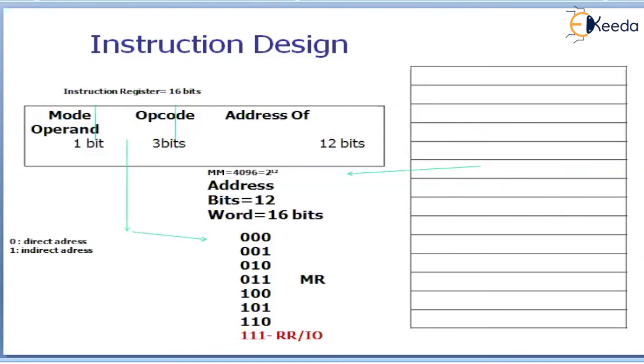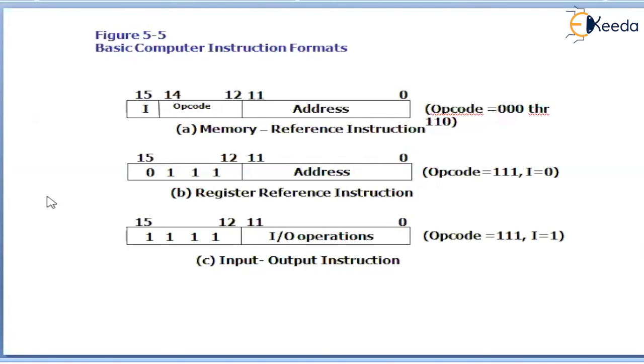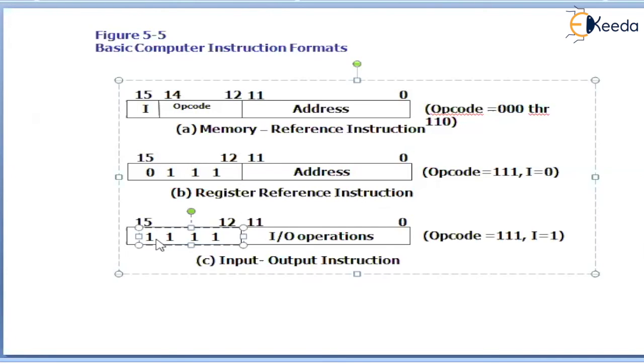The 7 opcodes from 000 to 110 are already consumed for the memory reference. So either for register reference or for the IO instructions, I have only one combination, that is 111. How can we say whether it is a register reference or IO instruction? I will use the mode digit. If the mode digit is equal to 0 followed by 111, then this is a register reference instruction. If the mode digit is equal to 1 followed by 111, then this is an IO instruction. That is how we can initially classify memory reference, register reference, and IO instructions.